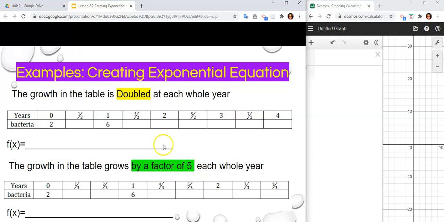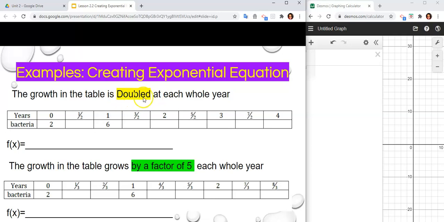So here, the first example, we're going to try to create an equation based off of the information that is given to us. The first says the growth in the table is doubled. Okay, so it's doubled at each whole year. All right, so we have to understand what this double means.